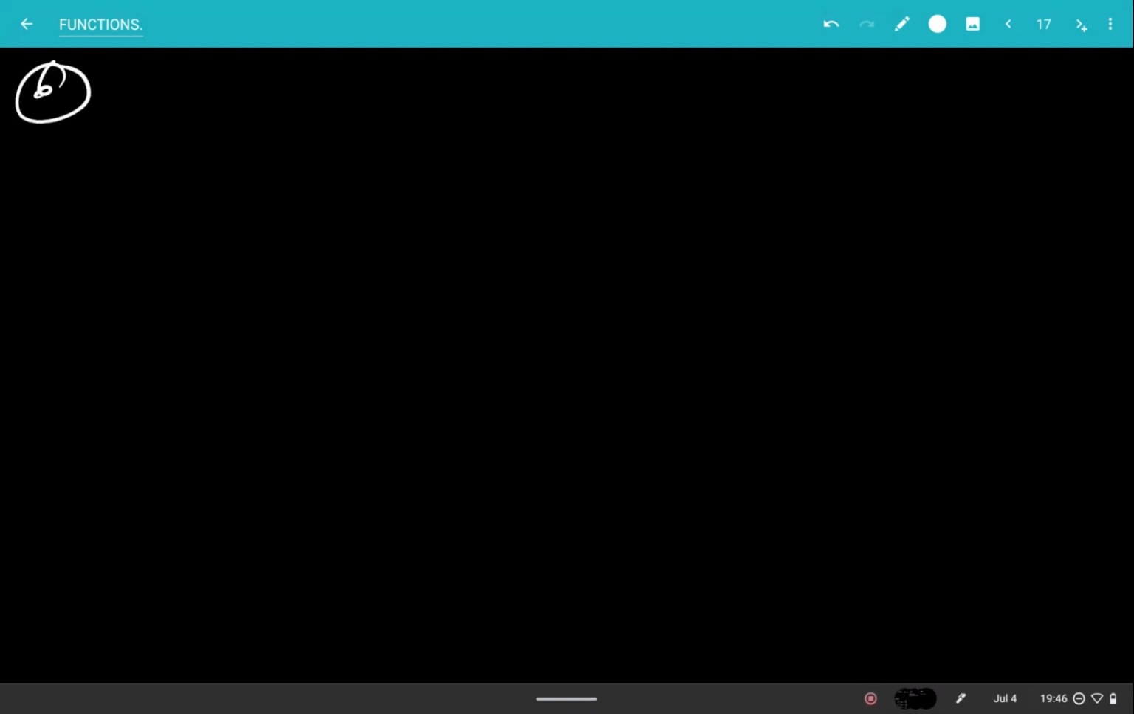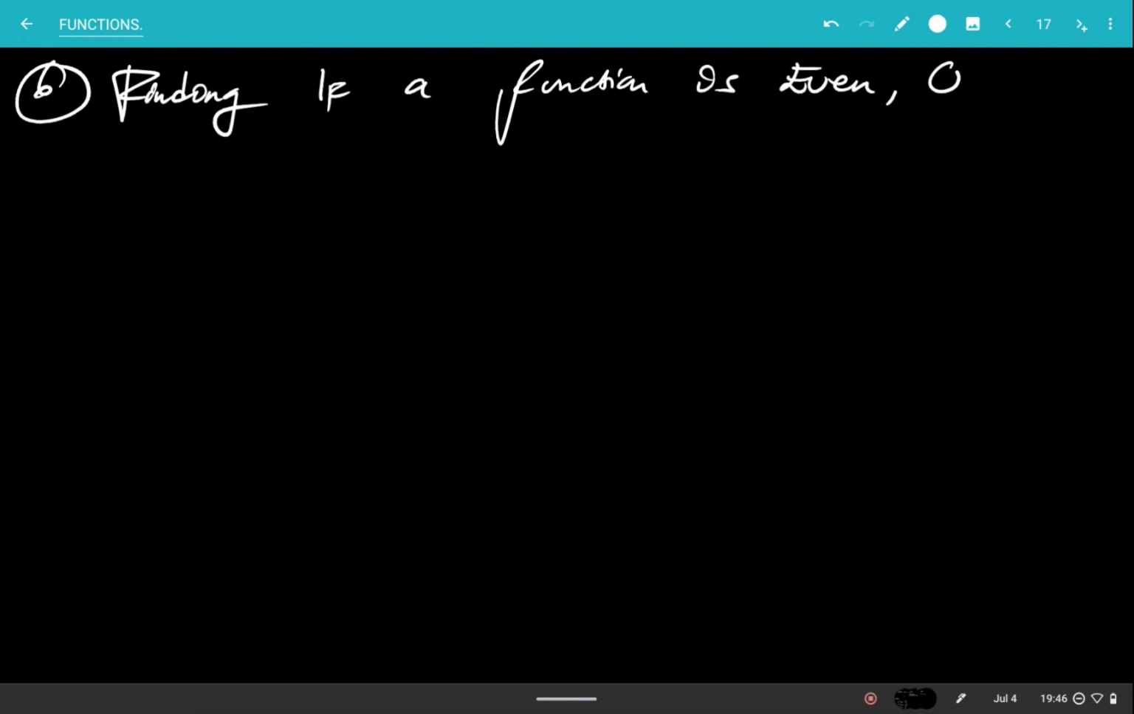Alright, so in the next objective, which is 6, we're going to learn how to find if a function is even, odd, or neither. Okay? So finding if a function is even, odd, or neither.